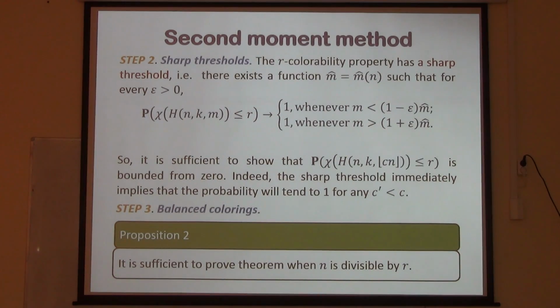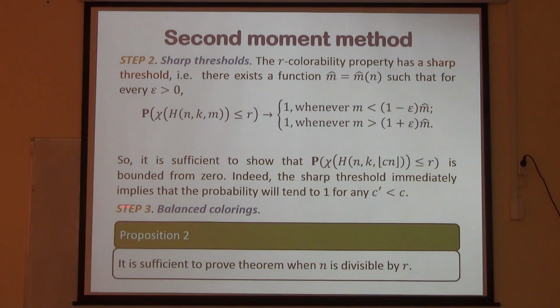This helps in the following way. It is sufficient to show that the probability that the hypergraph's chromatic number is at most r is bounded from 0. Maybe it doesn't tend to infinity, but if it is bounded from 0, then for any smaller constant it should tend to 1, because we know in this case that we have already passed our threshold.